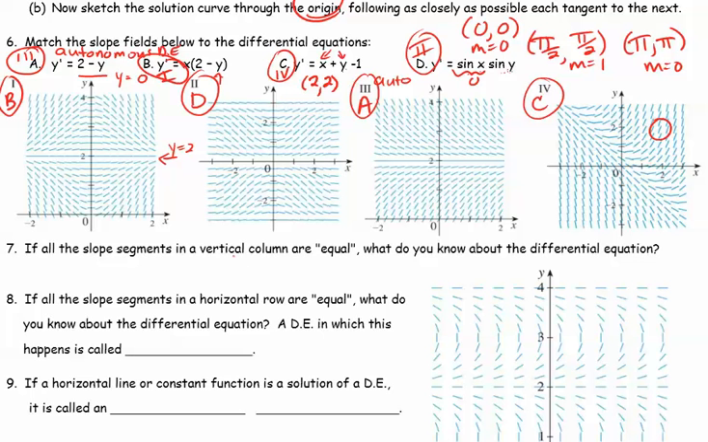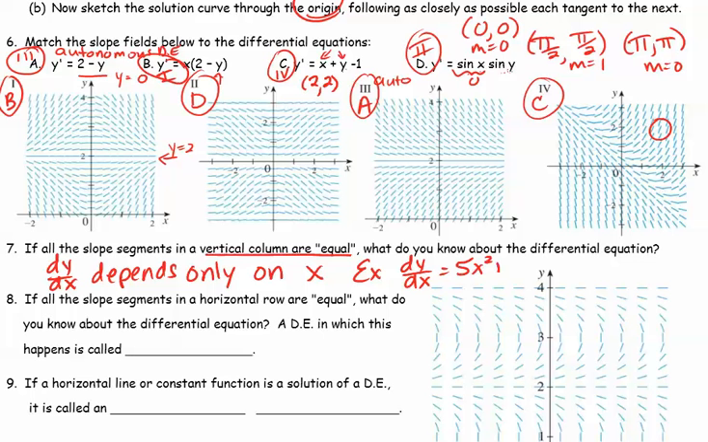All right, proceeding. If all the slopes in a vertical column are equal, what that tells us is that the slope, the dy dx formula, depends only on x. So the y-coordinate doesn't seem to have any impact on it. An example would be dy dx is equal to 5x squared plus 3x. Notice if you put 2 in for x, it doesn't matter what your y-coordinate is, you would have the same slopes all the way up and down a vertical column.